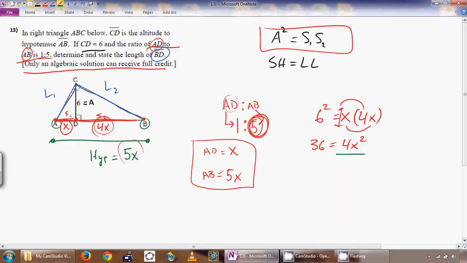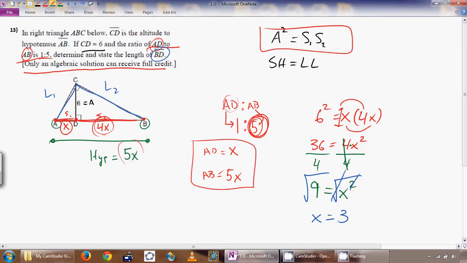Solving for x, I got to get rid of this 4, which is joined by multiplication. So I'm going to divide both sides by 4. Sorry, heartburn. So dividing both sides by 4, 36, 4 going into 36 is 9, right? So I'll get 9 equals x squared. Well, how do I unsquare something? Square root. Whatever I do to one side, I do to the other. X equals the square root of 9, which is 3.